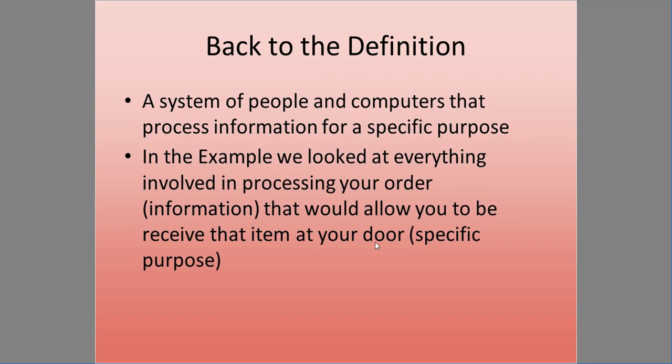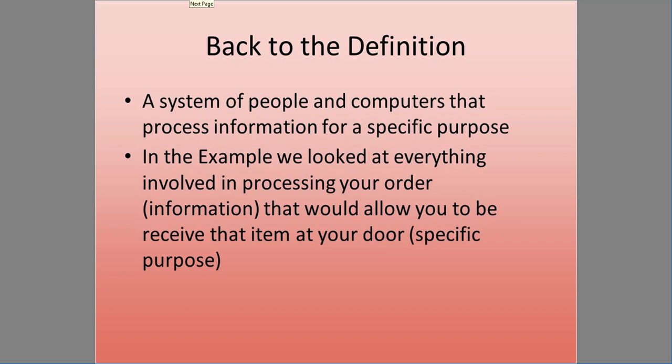All of those things are going to be the information that we need. And that would allow you to receive that item at the door. So that's going to be the specific purpose that we're talking about. We're processing all of that payment and data information so that you can actually receive that item. So that's essentially the role of an information system. We're trying to use our data in a meaningful way so that various things can get done. So let's now move on to one more example.